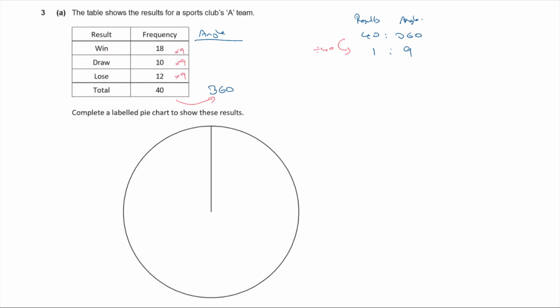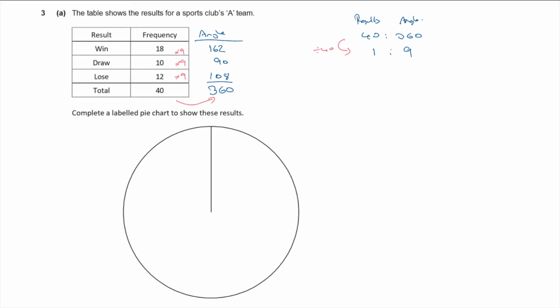to find the angle. Okay, so what is 18 times 9? 18 times 9 comes to 162. 10 times 9 is 90. 12 times 9, well, it's 108, isn't it? And you should notice that they actually all add up to 360 as expected. Okay, so now it's just a matter of drawing those angles on the pie chart.